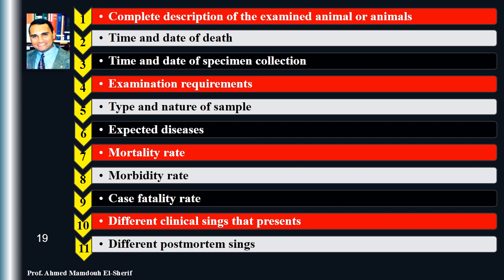Number 4. Examination requirements. Number 5. Type and nature of the sample. Number 6. Expected diseases. Number 7. Mortality rate. Number 8. Morbidity rate. Number 9. Case fatality rate. Number 10. Different clinical signs that are present. Number 11. The different post-mortem signs that are found during post-mortem examination by the clinician.